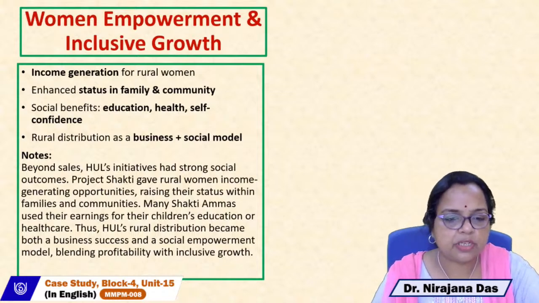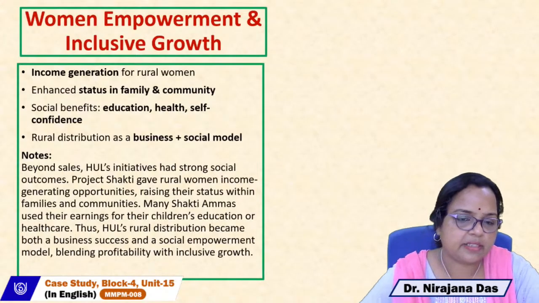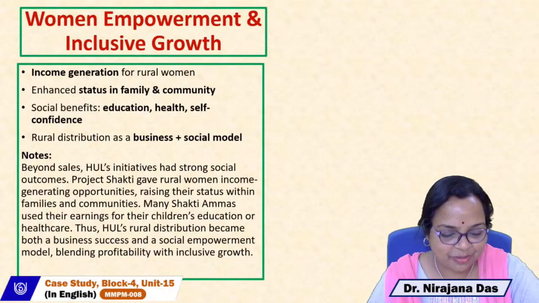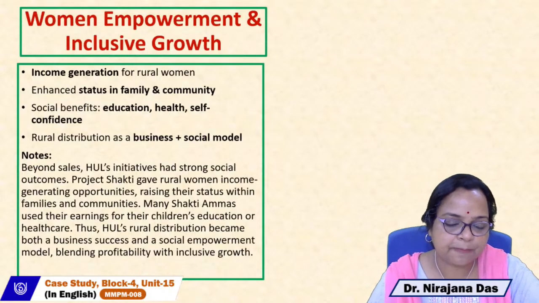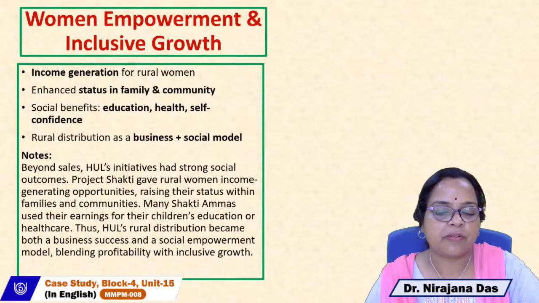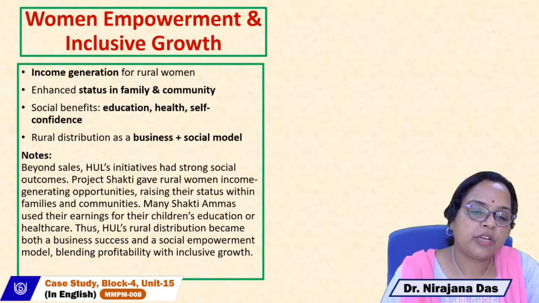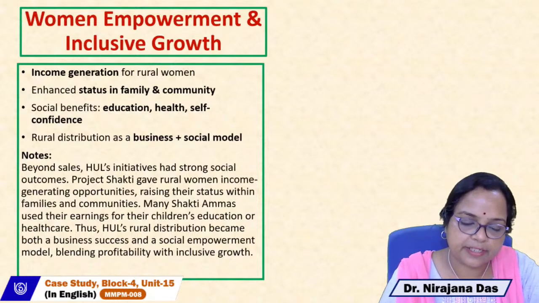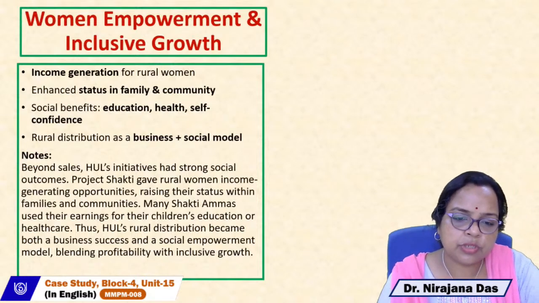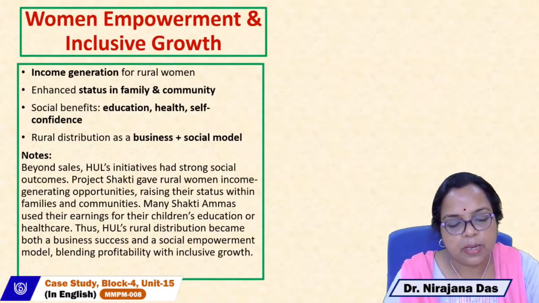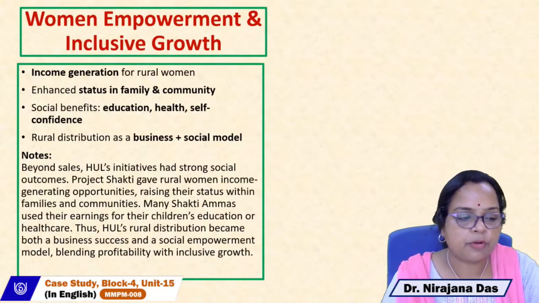Many Shakti Ammas use their earnings for their children's education and healthcare, because now they have extra disposable income through their selling, through the involvement with the company's Shakti Amma project. So the other outcome of the Shakti Amma project was adding more income opportunities for local women, and they usually use their extra income for children's education and healthcare. Thus, HUL's rural distribution became both a business success and a social empowerment model, blending profitability with inclusive growth.